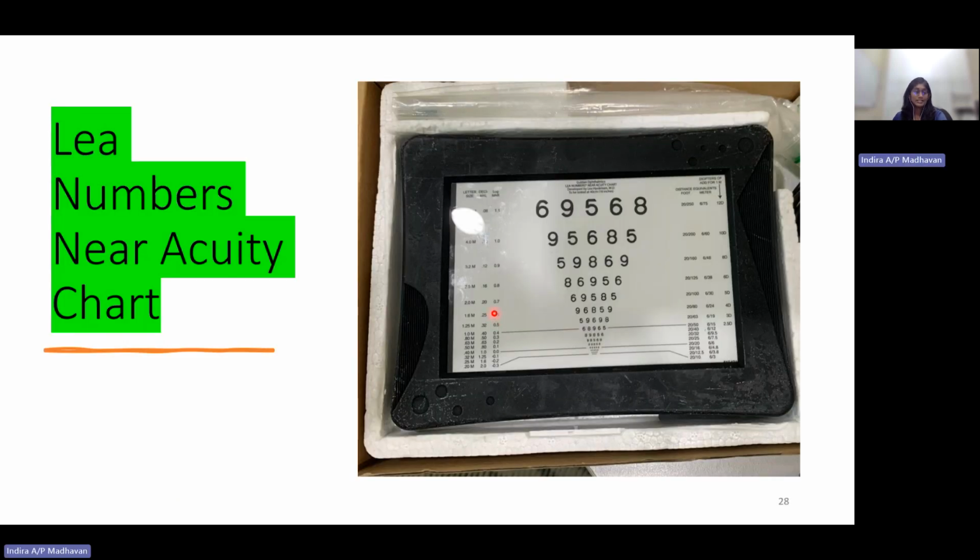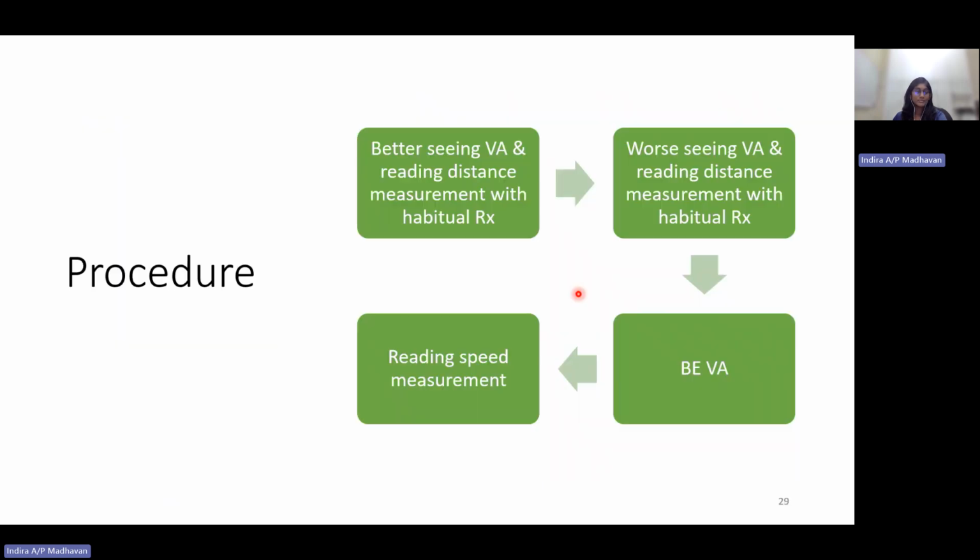This is also another type of near vision chart. Okay, the Lia numbers near acuity chart. So this is like the digital version that we have. Now we already looked at the distance chart, sorry, the near VA chart.